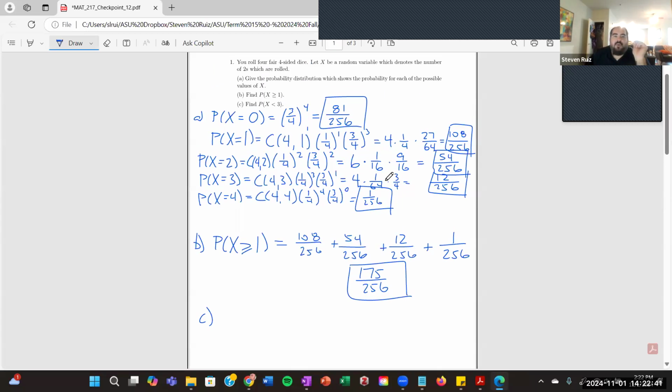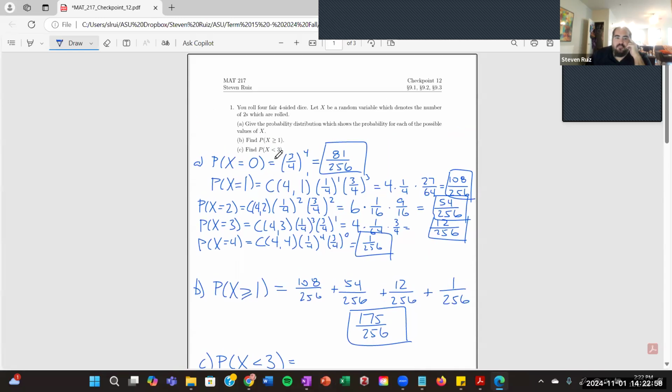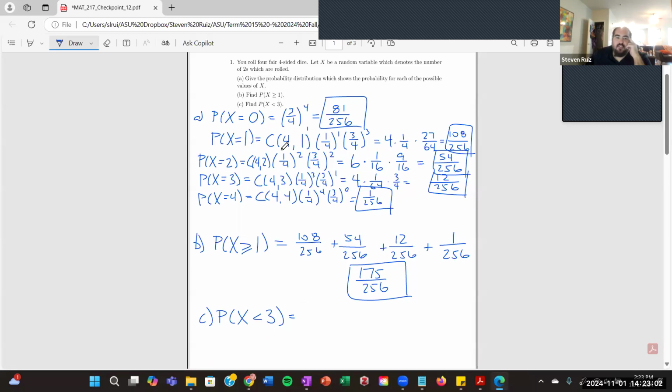All right, and finally, what is the probability of x less than 3? Probability of x less than 3. So what members of my probability distribution do I care about this time? So this is not a loose inequality like the last one was. This is a strict one. So I care about 0, 1, and 2. I cannot permit the 3 in this case.